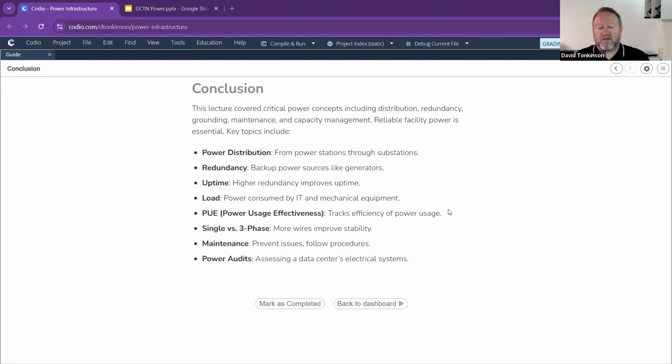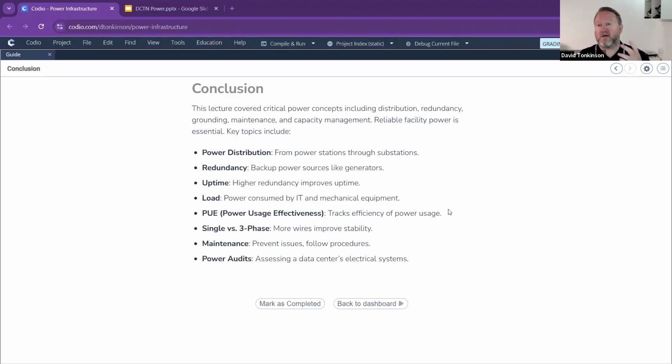So we basically talked about power distribution. We've talked about how it comes from the power stations through substations. We've talked about our redundancy power supplies, which is our backup power sources, such as our generators and our UPSs, which are essentially big batteries. We talked about how we consider things such as uptime. So higher redundancy produces uptime. So the more backup systems we've got, the less time we're likely to drop. So therefore, the more uptime. We've also mentioned things like our load, our power consumption by IT, and we did our magic mathematical equations there, comparing the IT usage and the mechanical usage, and that gives us a beautiful PUE number.